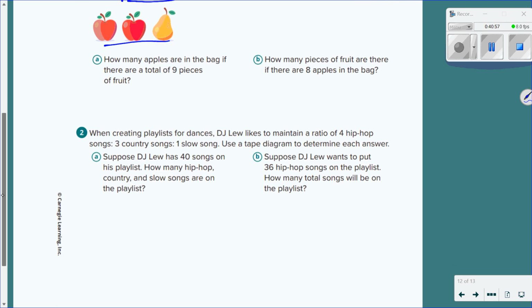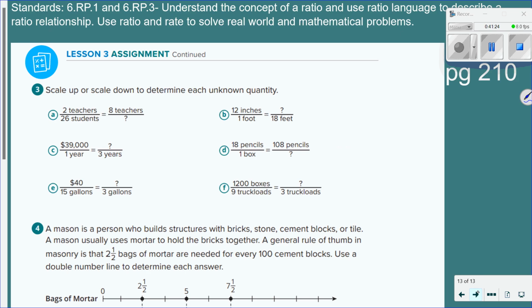Number 2, this one, it's a ratio of 4 hip-hop to 3 country to 1 slow song. Use a tape diagram. So can I just use a regular model like we did for the first part? No, what do I have to use? Tape diagram. For those of you that forgot how to do it, go to last time's video. For those of you that realize I forgot to post the video, we will go ahead and post that before you guys leave today. So both these will be up there.